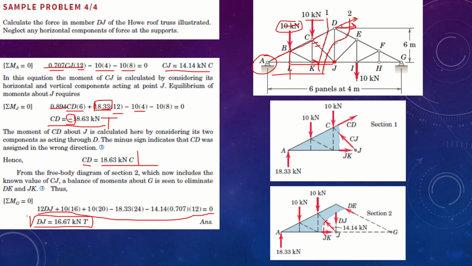Now you have to remember one thing: the method of sections utilizes only one particular equation. In the method of joints, we were using two equations: sum of forces along x equal to 0, and sum of forces along y equal to 0. In the method of sections, we use the equation of moments, that the moment about a particular point is equal to 0, within the truss or outside the truss, using the forces of the specific section under consideration or external forces under consideration.